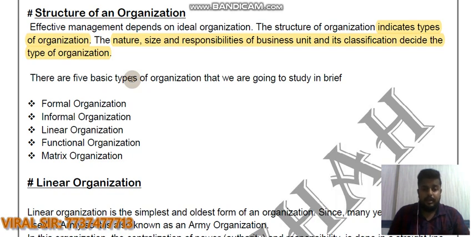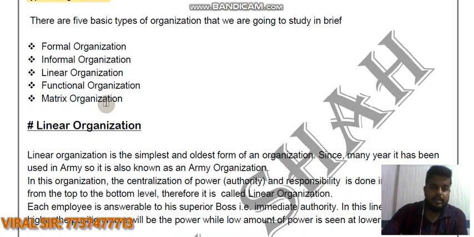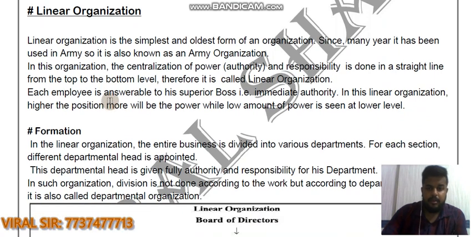Also, there is always a 3 marks question from these 5 topics. The coverage of these 5 topics is minimum 3 marks, and maximum it can be 4 or 5 marks. So today we will start with linear organization. What do you understand by the word linear? The word linear itself is made from the word line. So it is somewhat like an organization which is in line. Let us see what it is.